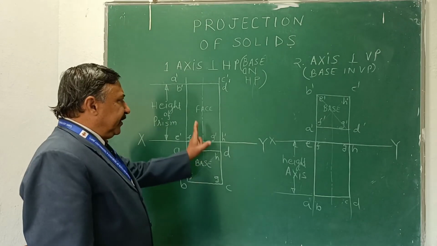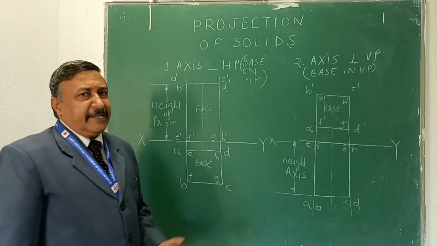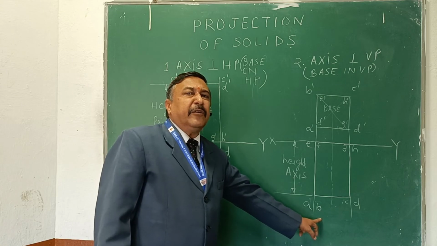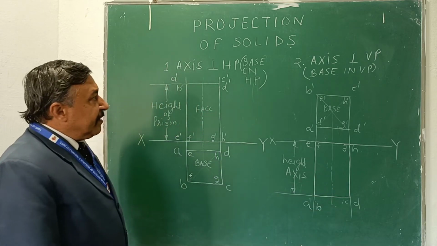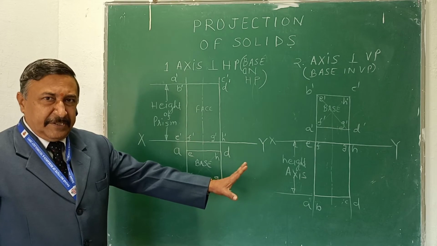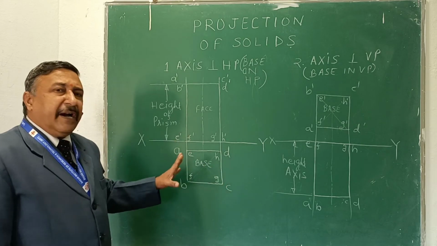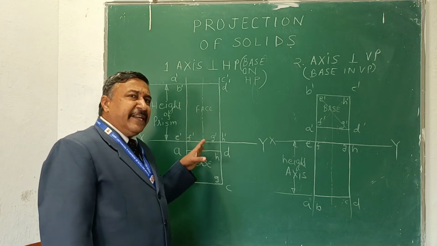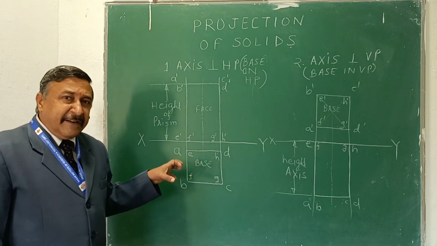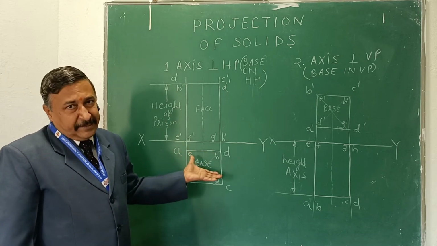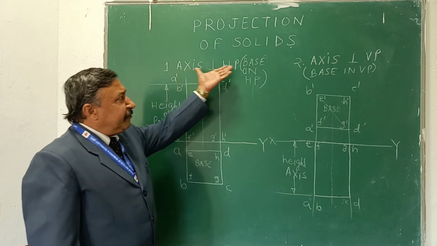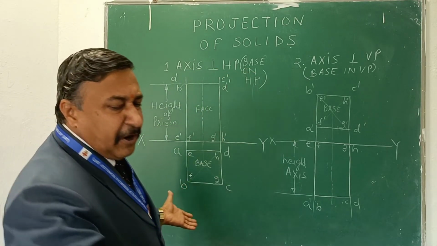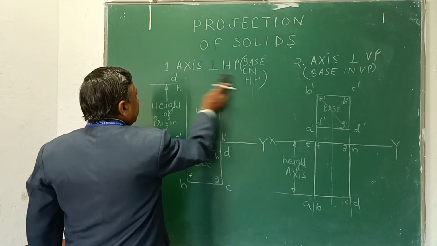So these are the two questions: axis perpendicular to HP and axis perpendicular to VP. Now you know both the positions. Now we have to understand another solid, that is pyramid, because there is some difference in projection or process. So I have taken axis perpendicular to HP, but instead of prism I have drawn pyramid. How? See here.